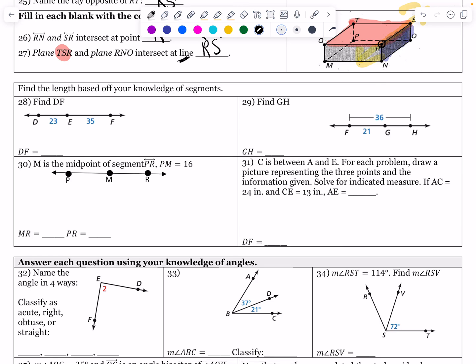All right, let's look at number 28 through 31. We want to find the length based off of your knowledge of segments. And so we've learned about the segment addition postulate. We've learned about what the word midpoint means. And so we're going to look at some examples.